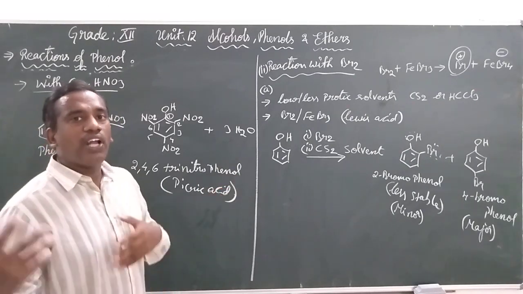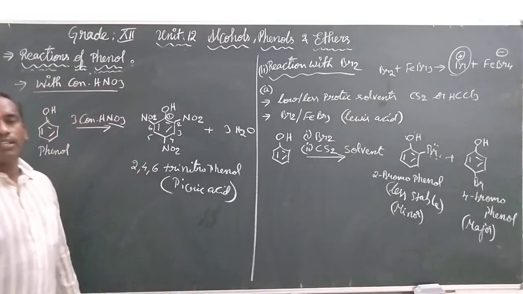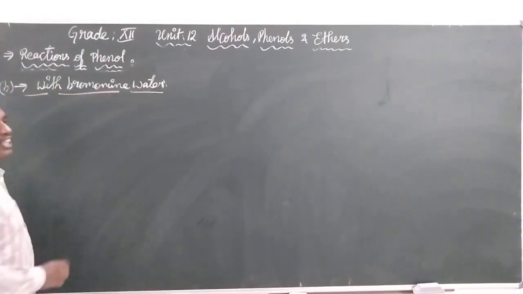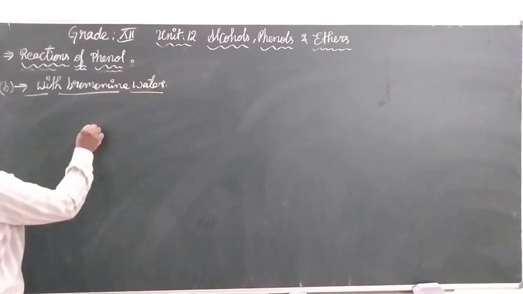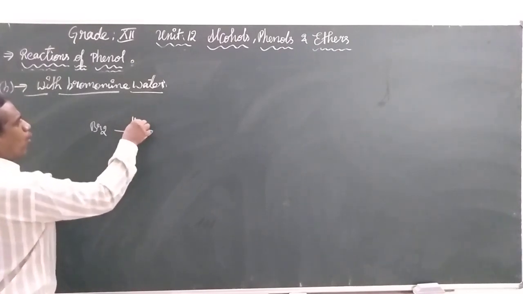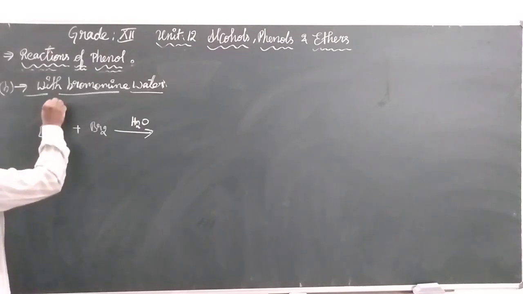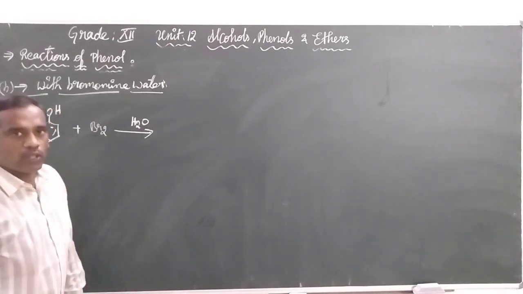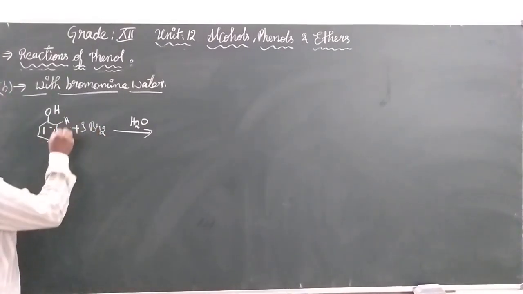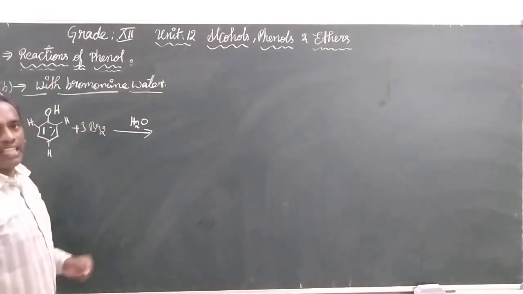Let us see how phenol reacts with bromine in the presence of water. Bromine water means we take bromine and dissolve it in water. When the phenol is reacted with bromine in the presence of water, generally we use 3 moles here. We have ortho, para and the other ortho position. Hydrogens will be substituted by this electrophile.